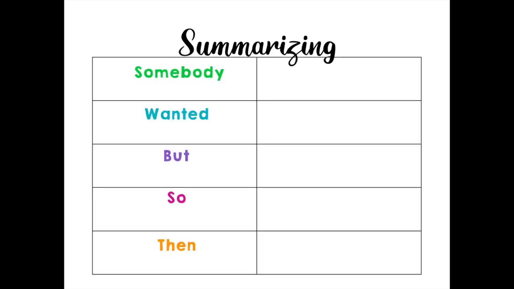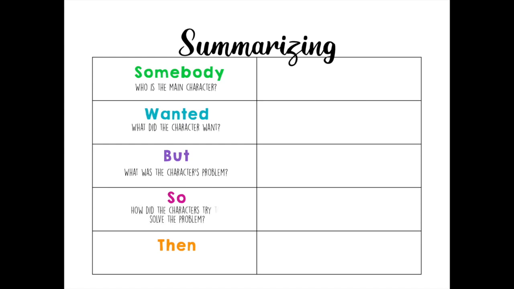So when you are summarizing, something easy that you can remember to help you identify the major parts of the story is somebody wanted but so then. Somebody should make us think about who is the main character. Then we need to think about what did the character want. But next we need to think about what was the character's problem. And then how did the character try to solve the problem? And then finally, how was the problem actually solved?